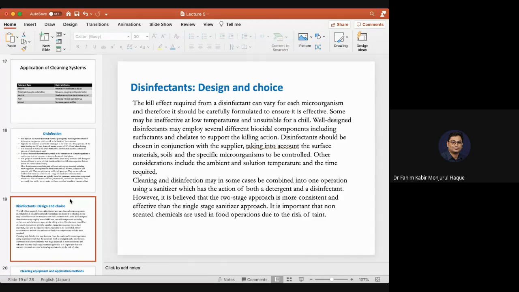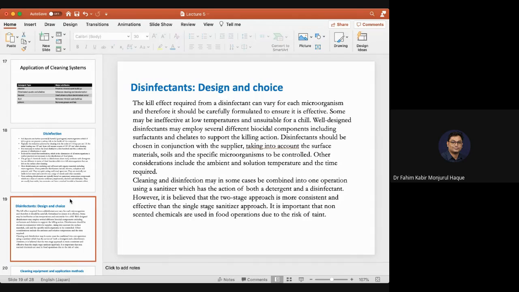Why do we need to do this? Because if it's dirty, the disinfectant will not work. The disinfectant has to reach the bacterial cell which we want to kill. But if it's dirty, the bacterial cell may hide under the fat, or under the rust. So that's why first we have to clean, then we have to use the disinfectant.